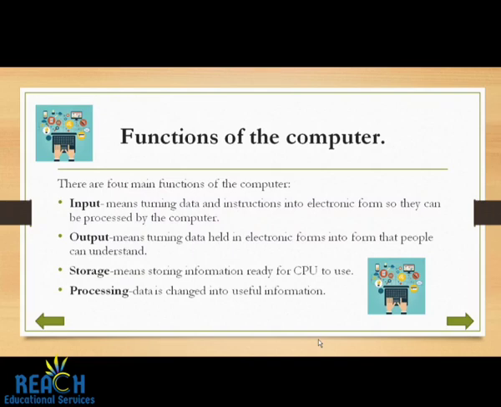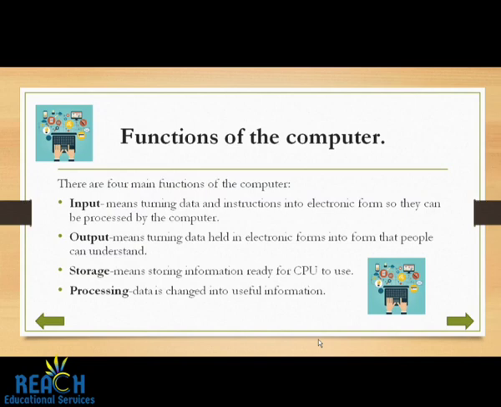So it says processing is data changed into useful information. So those letters and numbers that you entered or inputted in the computer system, they were of no meaning. But once the computer knew what to do with it, it was changed into something beautiful, into something meaningful. And that is called the processing cycle of the computer.